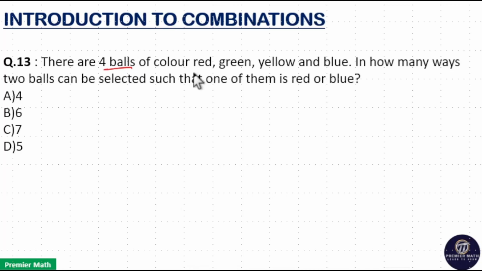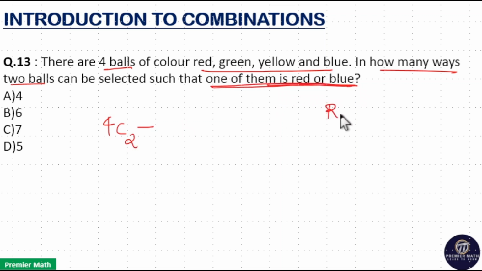There are 4 balls of color red, green, yellow and blue. In how many ways can 2 balls be selected such that one of them is red or blue? Here there are total 4 balls and out of this we need 2 balls. So this can be done in 4C2 ways. But we have to subtract something because we have a condition. Out of the selected 2 balls, one of them must be red or blue. So subtract the chances of getting no red and no blue.